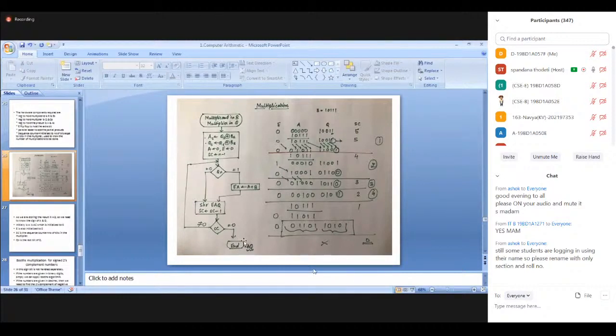Let us see the example. The multiplicand is your B, which contains 10311. Your multiplicand is 10311 and your multiplier is Q, which is equal to 10011. Initially A is equal to zeros and E is also equal to 0. And the sequence counter is equal to N. N is the number of bits in the multiplier. Q is the multiplier. How many bits are there? 1, 2, 3, 4, 5. So the sequence counter value is equal to 5.